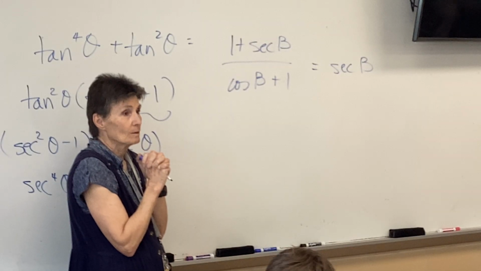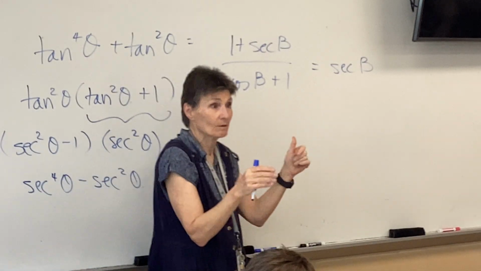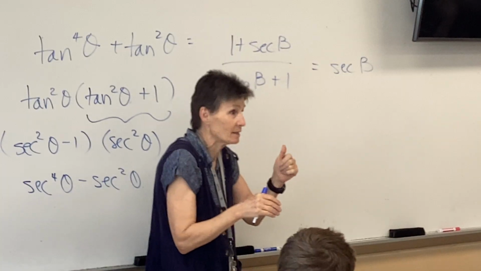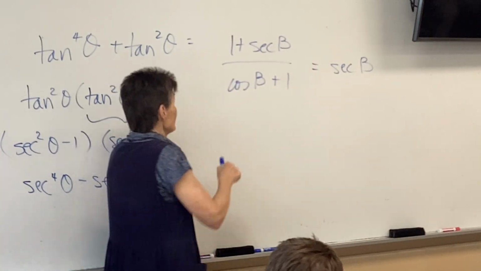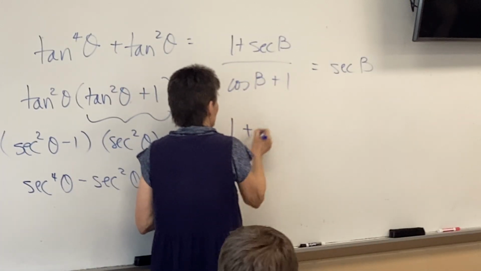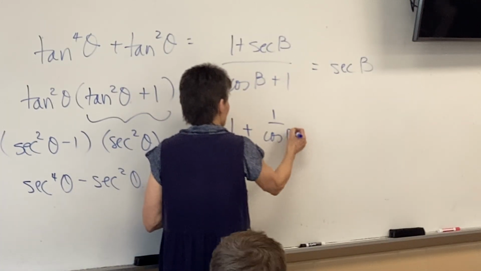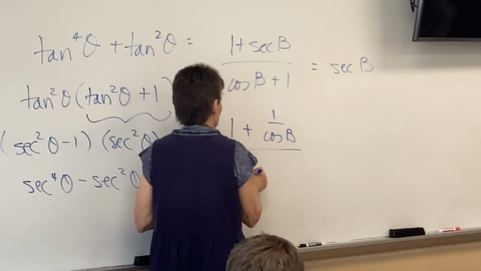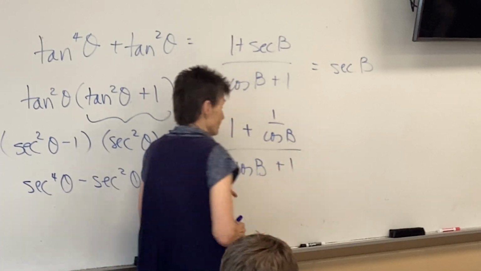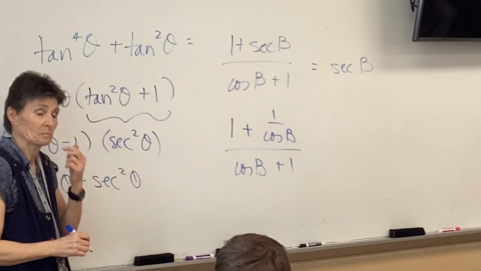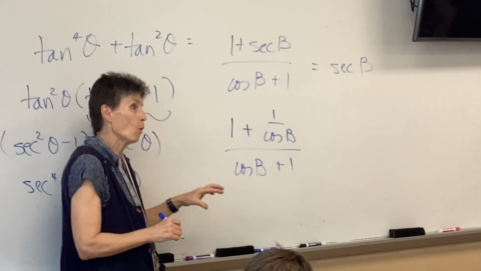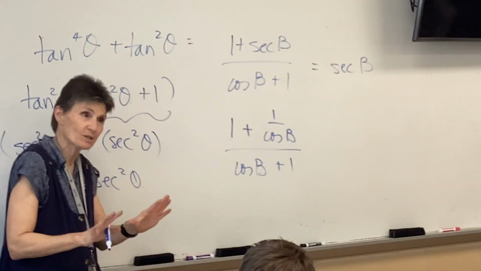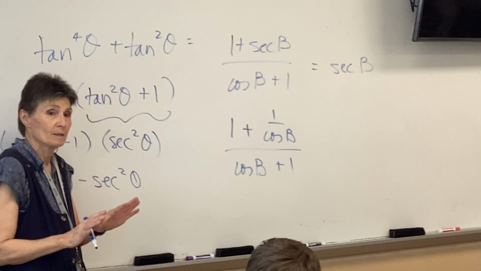Do like we did it a couple times earlier. Harper, you asked about it. What can you do? 1 plus secant is 1 over cosine. Exactly. Secant is 1 over cosine. Now, it looks worse than it did before, but believe me, this is gonna work. It's gonna be so wonderful.